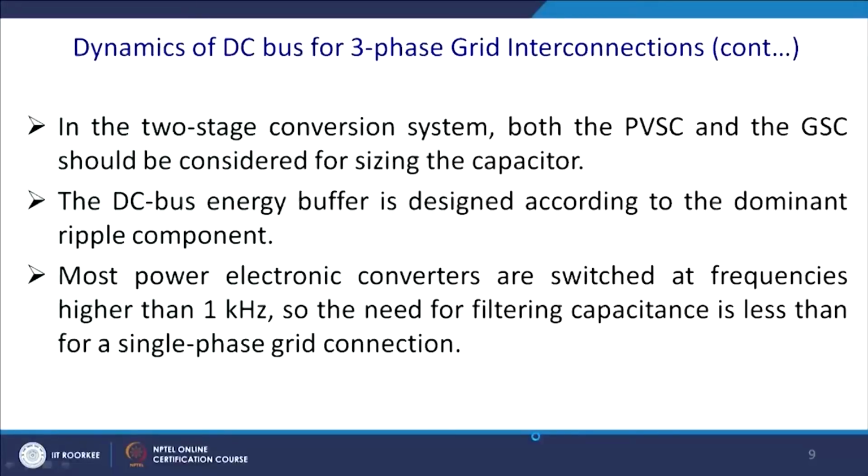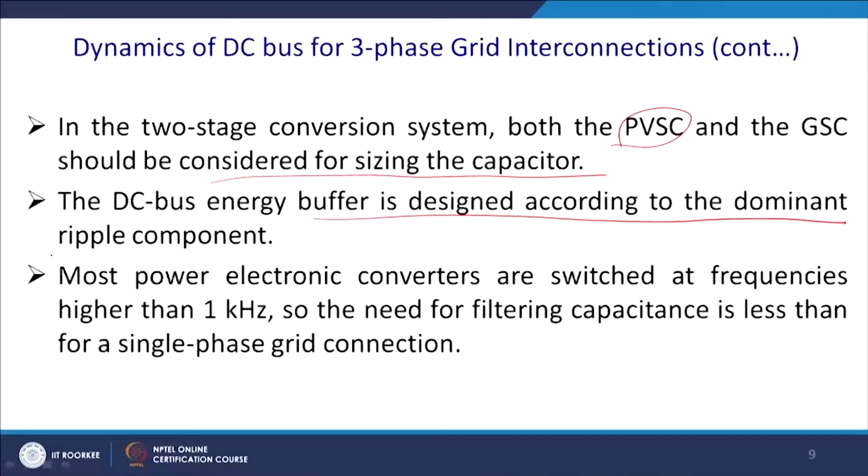So, in case of the 2 stage conversion system, both the PV side converter and the grid side converter we can consider for the sizing of the capacitor. So, we require to design this capacitor value quite well, otherwise there might be a drop of the voltages and all those things. The DC bus energy buffer is designed according to the dominant ripple component. So, that is also we require to keep in mind.